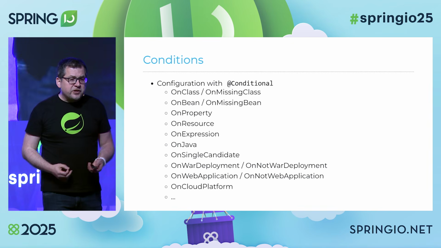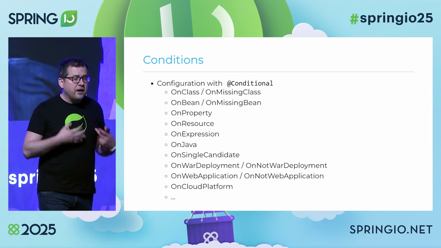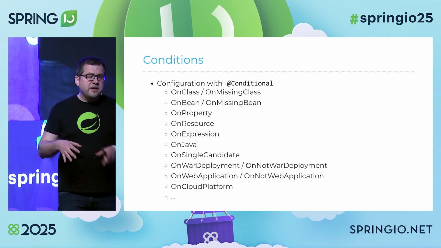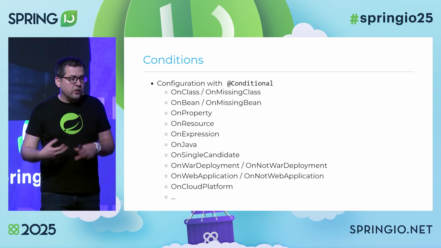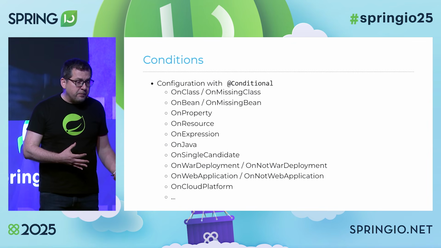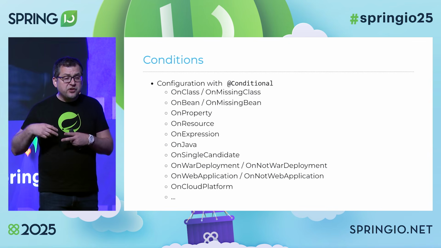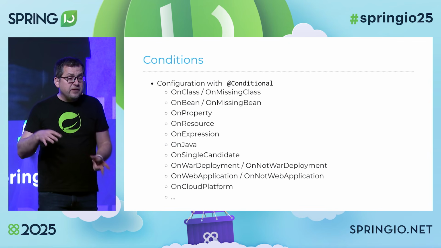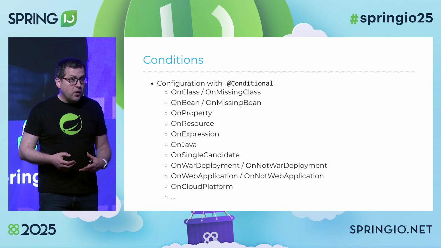There are quite a lot of conditions out there. As you can see, conditional on class. So it's checking if a class is available in the classpath. Conditional on missing class, so it checks for the absence of something. Then you have the same for on bean and on missing bean. And we have many other ways as well. We can check for a specific property, we can check with resource for a specific file, you can evaluate an expression, you can check for a Java version, you can check if it's a war deployment, or even if it runs in the cloud, right? And there are many more annotations with checks. And you can even build your own one if you want.